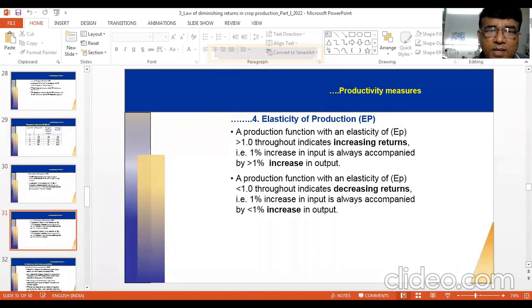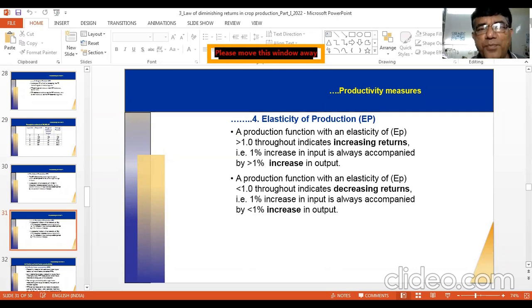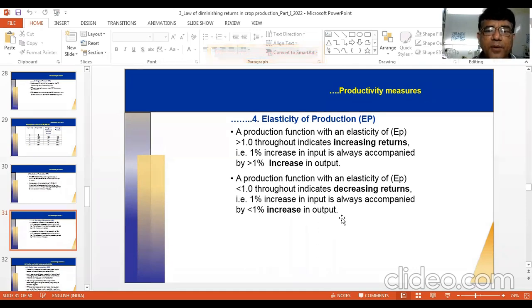Now, a production function with an elasticity of more than 1 throughout indicates increasing returns. That means a 1% increase in input is always accompanied by more than a 1% increase in output. Remember, it is more than 1% increase in output. Then a production function with an elasticity of less than 1 throughout indicates decreasing returns. That is, a 1% increase in input is always accompanied by less than a 1% increase in output. So here the producer will be at a loss.